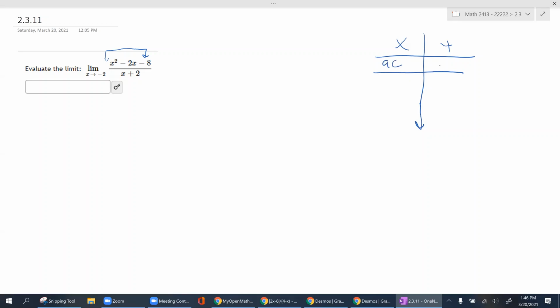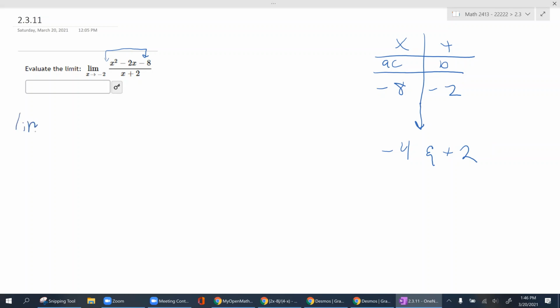This is AC, and this is going to be B. Multiplying A and C gives me -8. B is just going to be that middle value, which is -2. The game is, you're looking for two numbers that multiply to give you -8, but whenever you add those same two numbers, they give you -2. You'd find out that those numbers are -4 and +2. -4 times 2 gives me -8, and -4 plus 2 gives me -2.